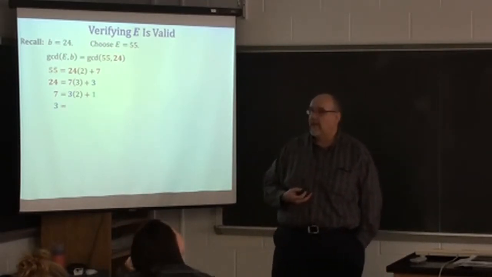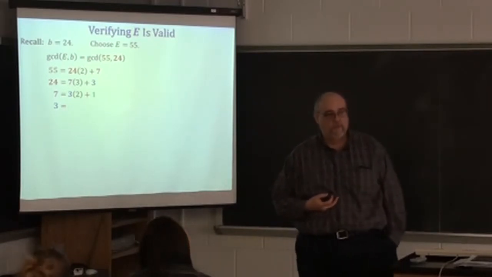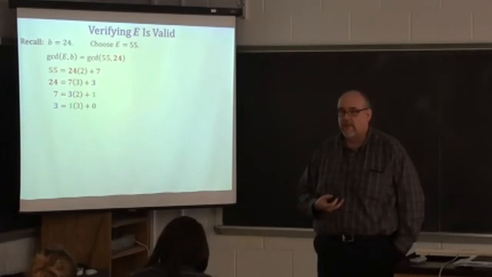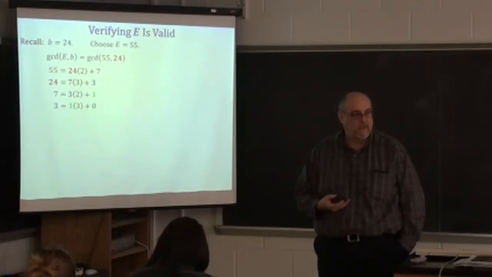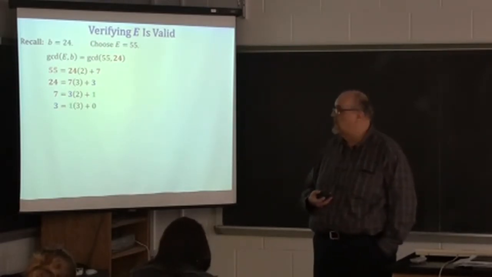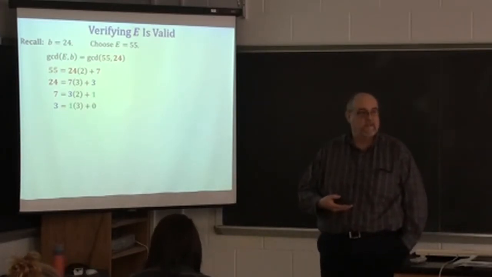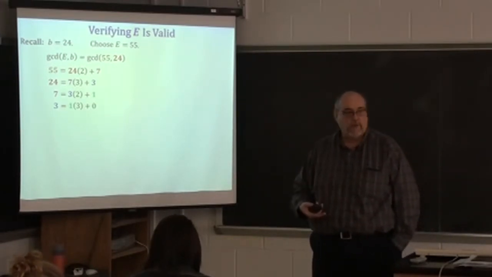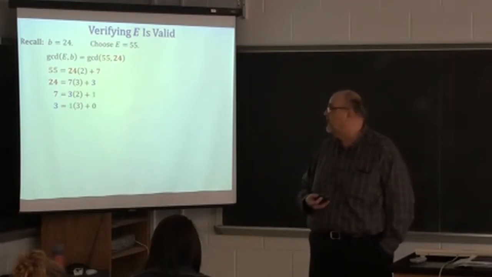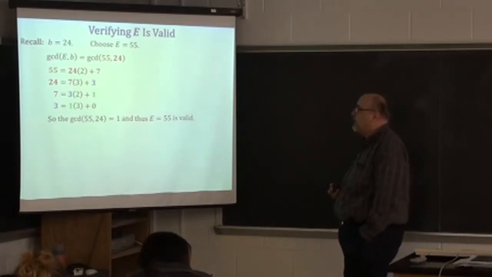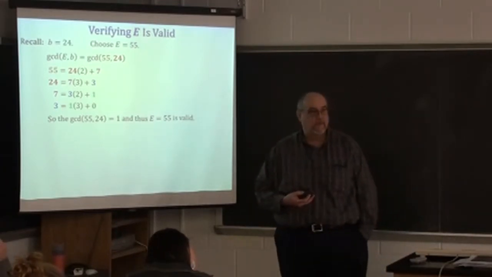3 divided by 1 goes 3 with a remainder of 0, and that's what we're looking for because that tells us we're done with Euclid's algorithm. What's the GCD then? 1. The last non-zero remainder. So the GCD of 55 and 24 is indeed 1.